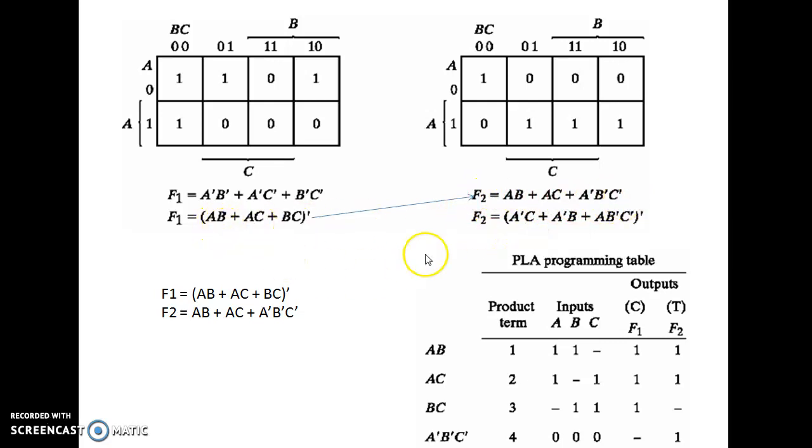Anyways, AB and AC are common in these two functions. So it is better to choose these two combinations, right? And BC is the third product term, and A bar B bar C bar is the fourth product term. So to realize f1 and f2, you need only 4 different product terms. That is AB, AC, BC and A bar B bar C bar. This is the advantage of PLA, where you can reduce the number of product terms, and therefore reduce the number of AND gates required compared to PAL and ROM.